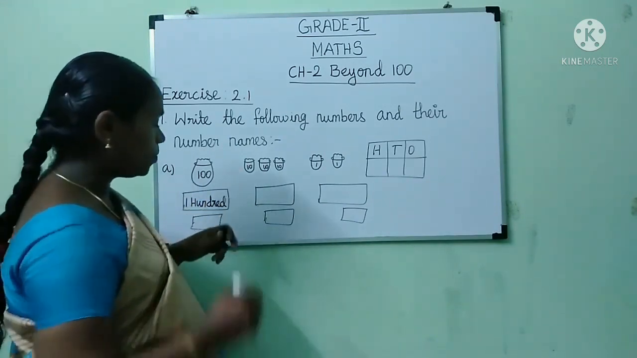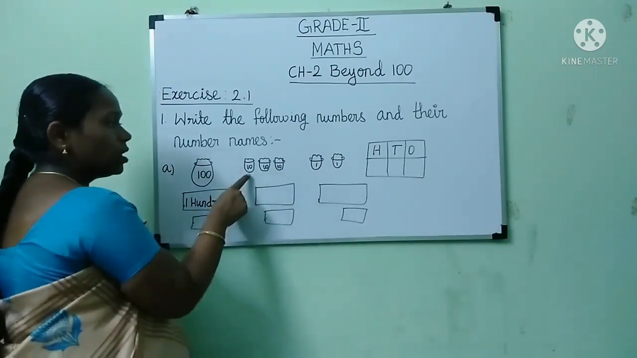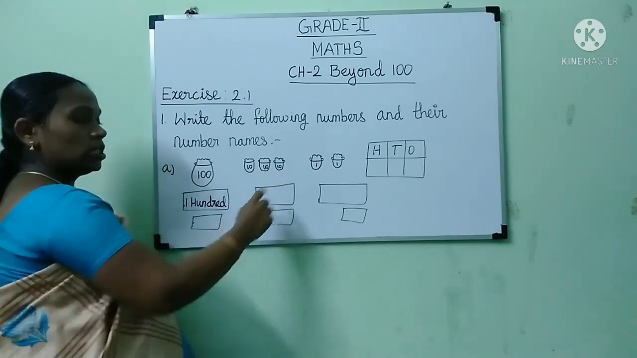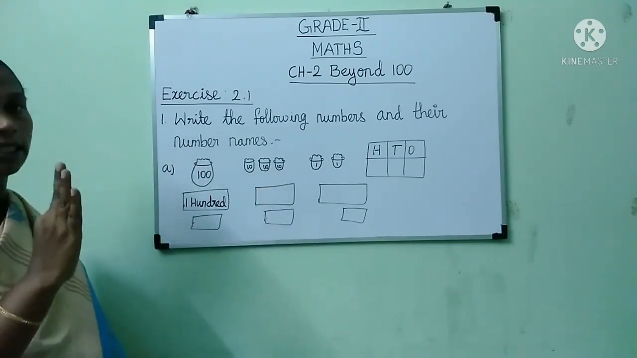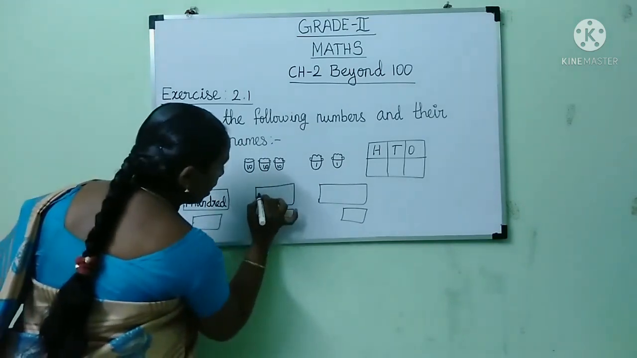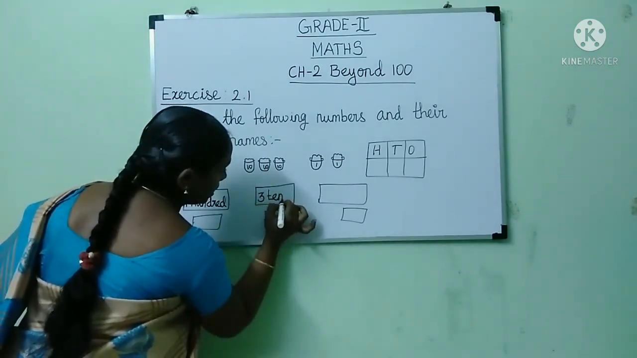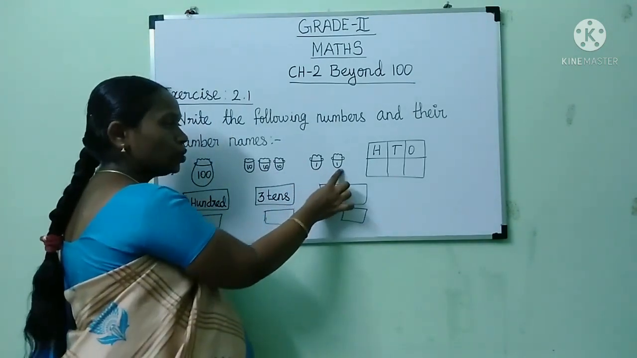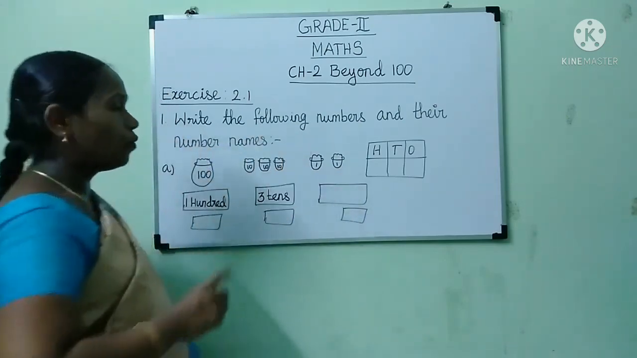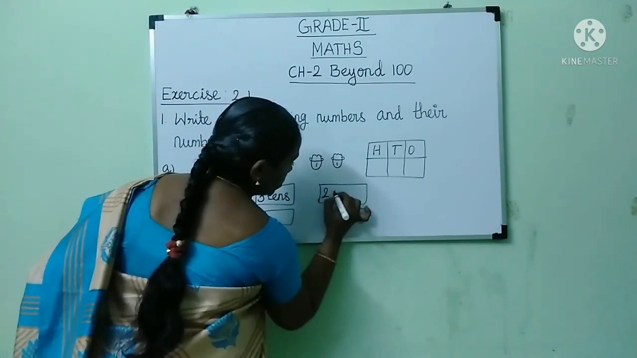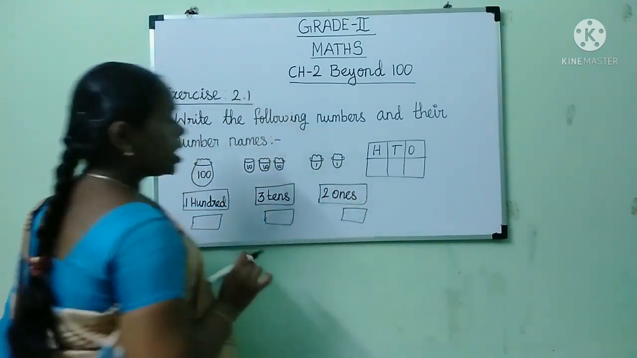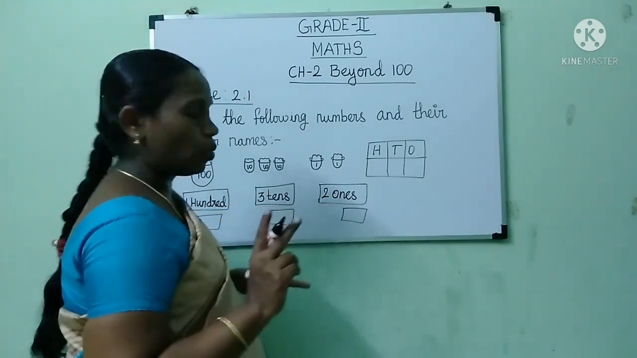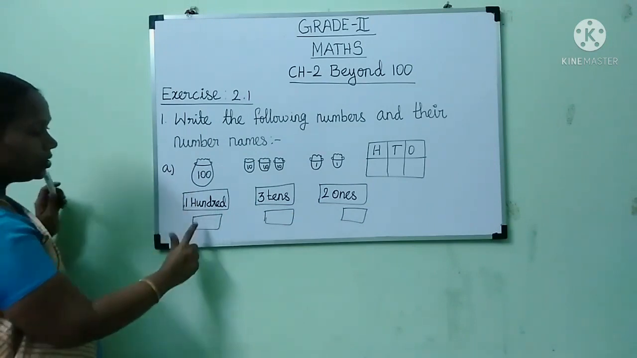Okay. See the next place, the tens place. How many tens are here? 1, 2, 3. So 3 tens. You should write 3 tens. TENS, tens. How many ones are here? 1, 1. So 2 ones. ONES, ones. Are you clear, children? 100, 3 tens, 2 ones. See here. How to write this 100?